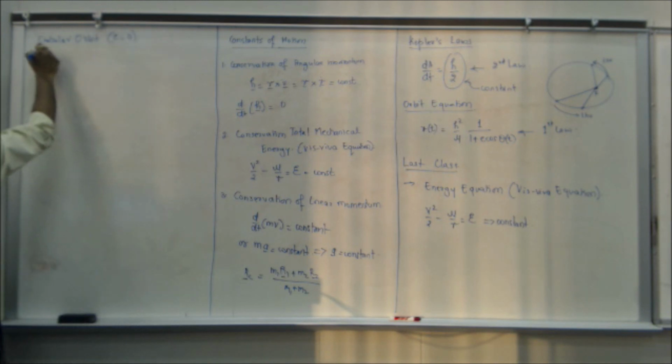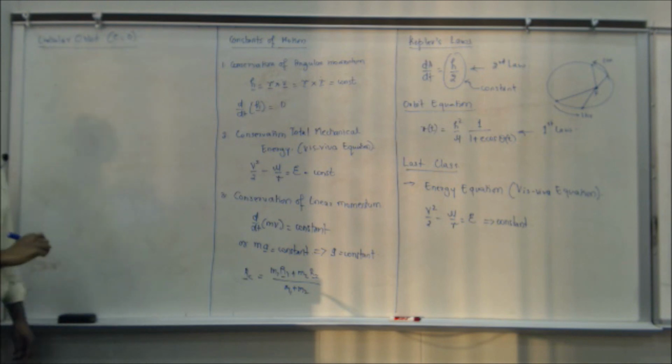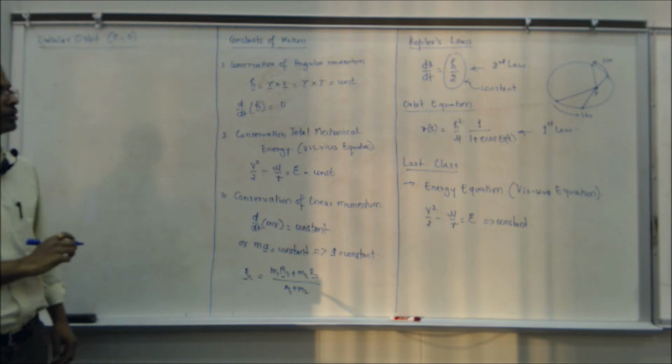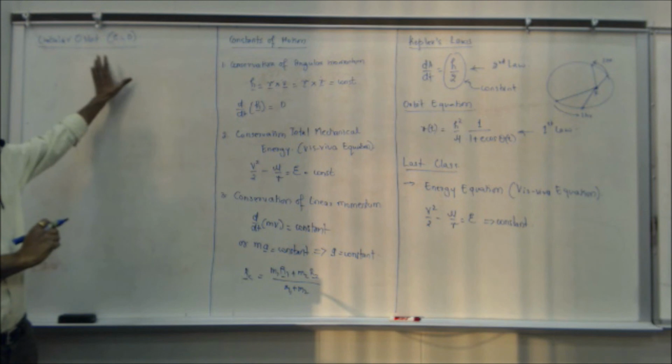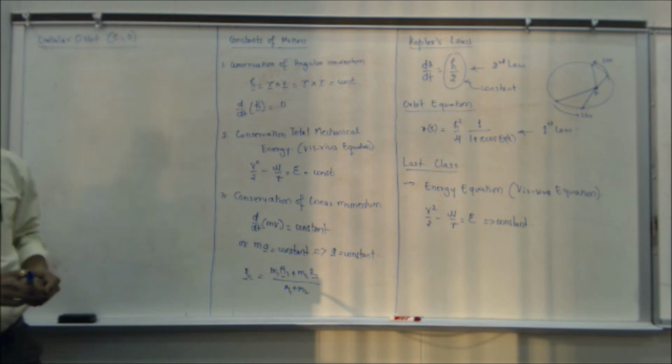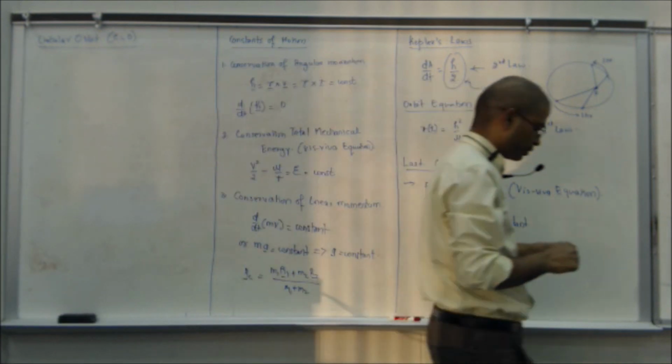So for a circular orbit, your eccentricity is 0. Okay? So this is the first kind of orbit, the circular orbit. What is a circular orbit? Can you give me an example of a circular orbit?